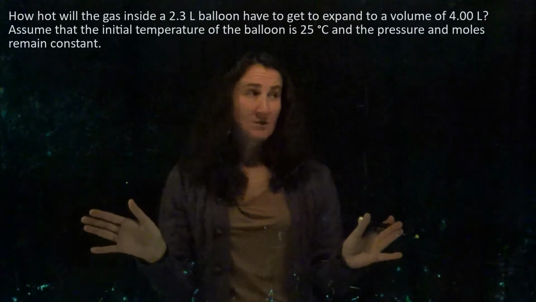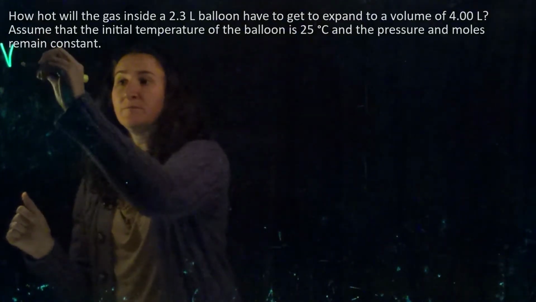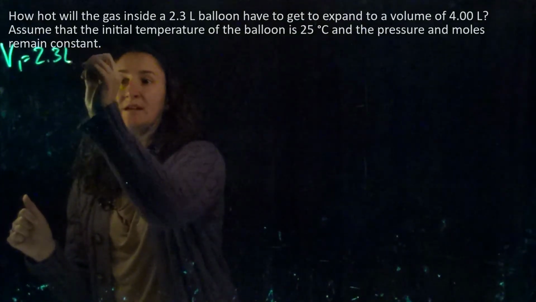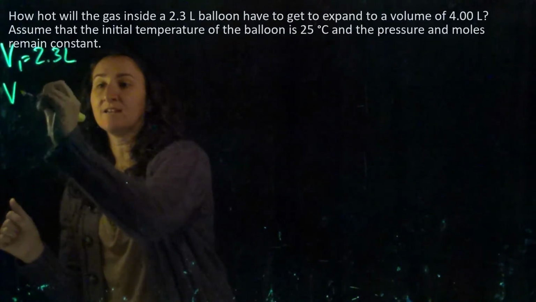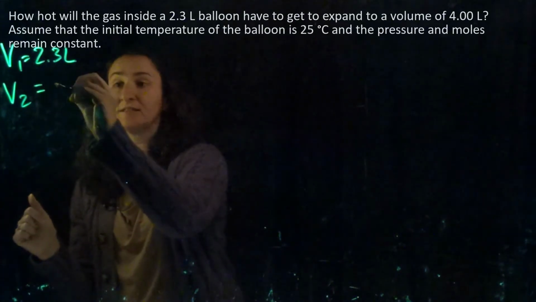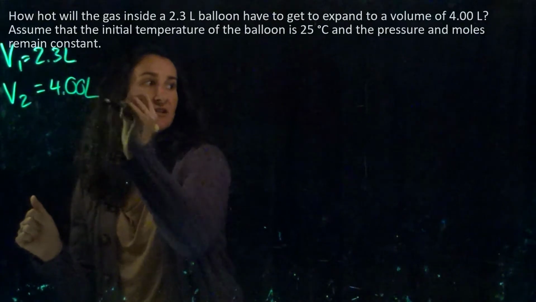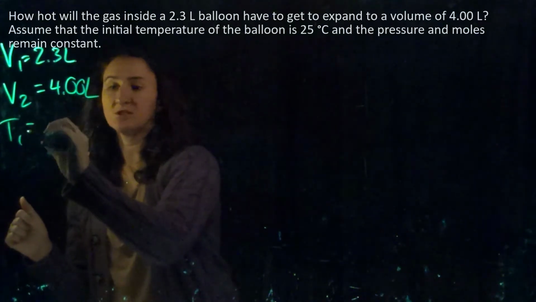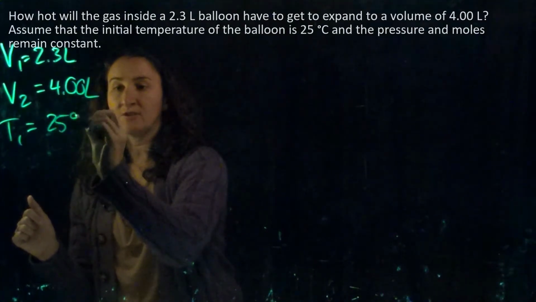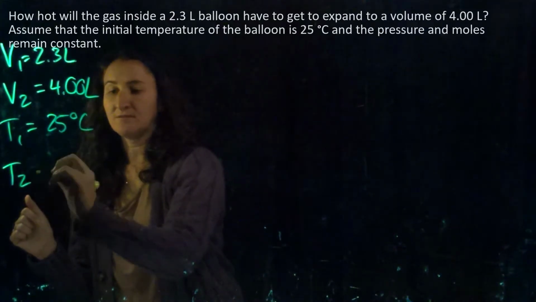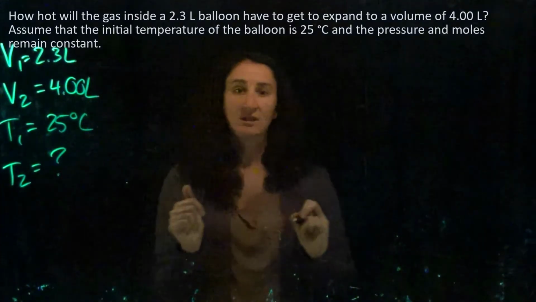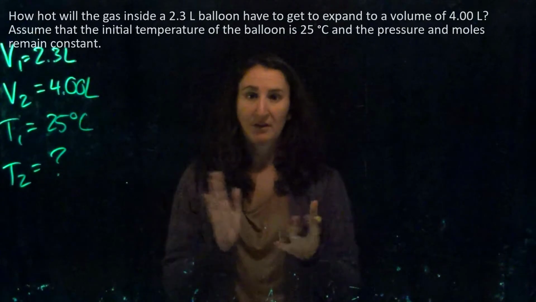So what variables do we know? We know our volume, which is 2.3 liters. We know our second volume, it expands to 4.00 liters. And we know our initial temperature, which was 25 degrees Celsius. And we're asked to find what is the new temperature, assuming everything else was kept constant.